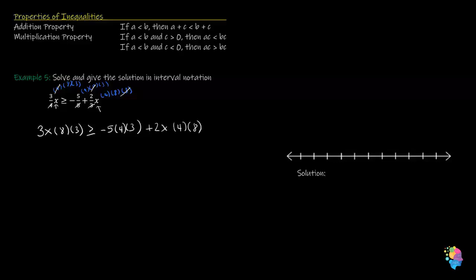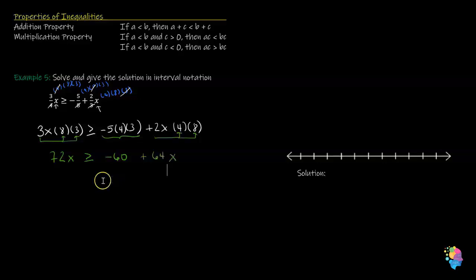We continue on. Let's multiply here. I'm going to multiply 3 times 8 times 3, and that will give me 72. Don't lose the x, bring the inequality. And then I multiply negative 5 times 4 times 3, and that's minus 60. You can use a calculator if you need help. And then I multiply 2 times 4 times 8, and that's going to give me positive 64, and then don't lose the x.